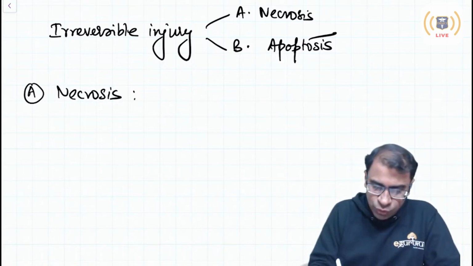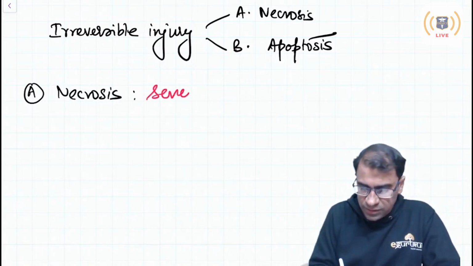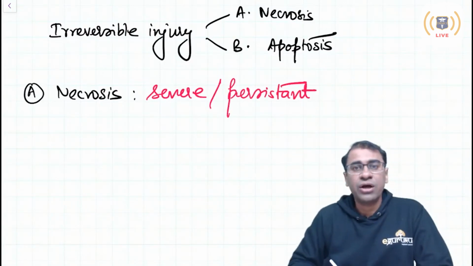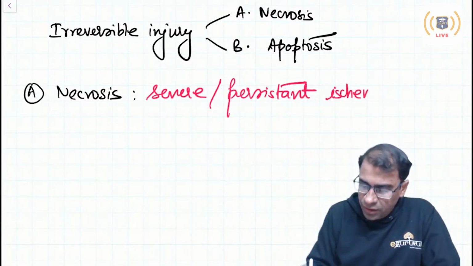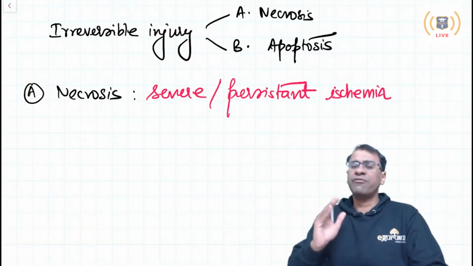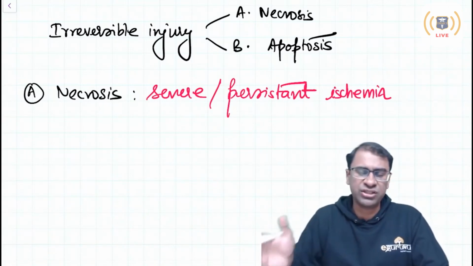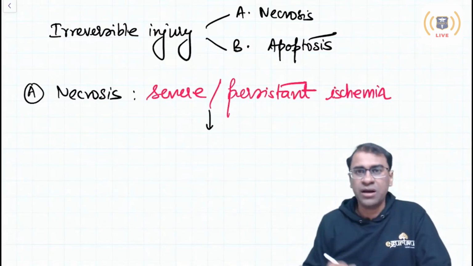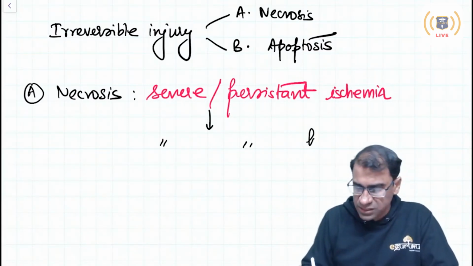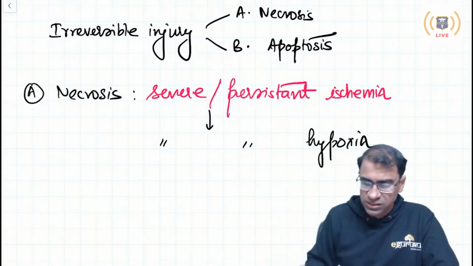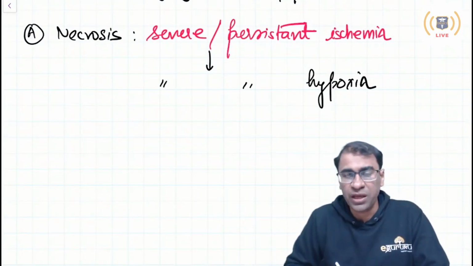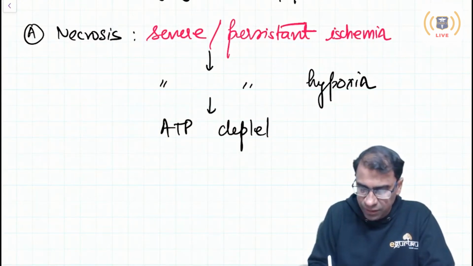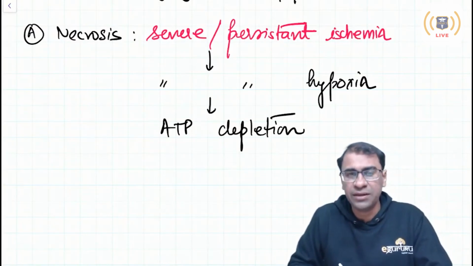Necrosis occurs due to severe or persistent ischemia. Again I repeat, most of the physical injuries, most of the chemical injury, free radical injuries, all of them ultimately lead to ischemia. The severe and persistent ischemia causes severe and persistent hypoxia. The moment this happens, it leads to ATP depletion.